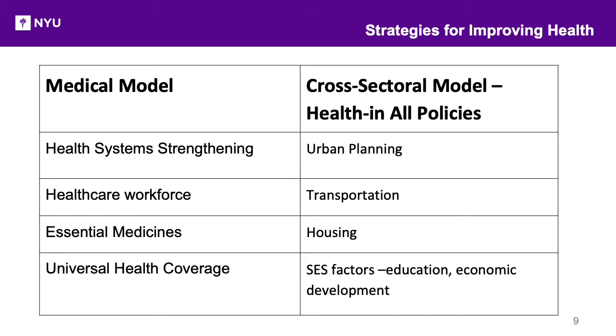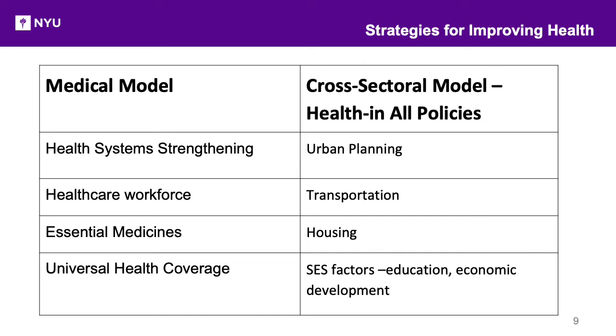So an example of a health in all policies approach is displayed on the right-hand side versus a medical models approach. So for example, a medical models approach on the left-hand side equals health system strengthening, which would require healthcare workforce, essential medicines, and universal coverage. This has been advocated by, for example, the UN, the World Health Organization, and many other international organizations, and many national organizations. Whereas many people are now moving toward a more health in all policies model or cross sectorial model.